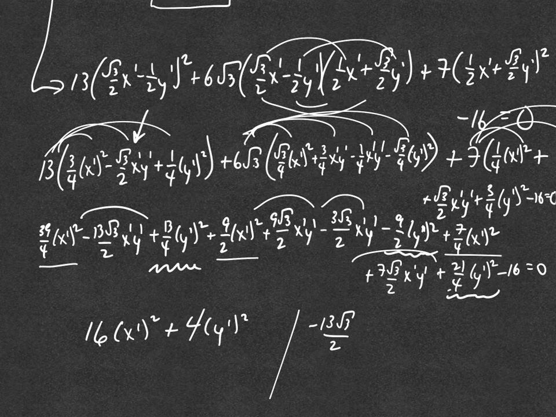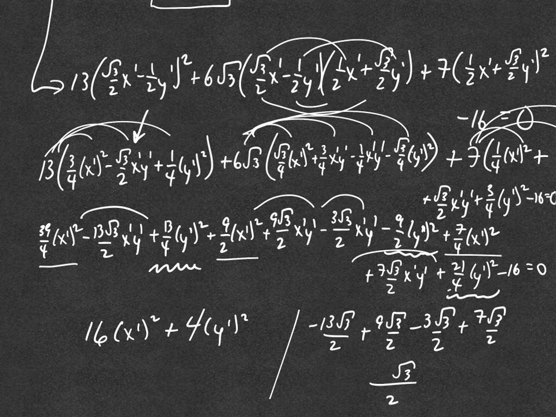So negative 13 square root of 3 over 2 plus 9 square root of 3 over 2 minus 3 square root of 3 over 2. Oh, and there's the last one, plus 7 square root of 3 over 2. So they all have a square root of 3, and they all have a 2 in the denominator, so we can combine all the numbers in front. So negative 13 plus 9 minus 3 plus 7. So let's see how we do.